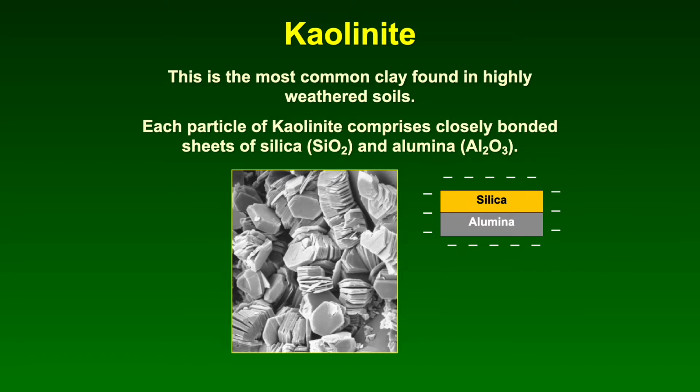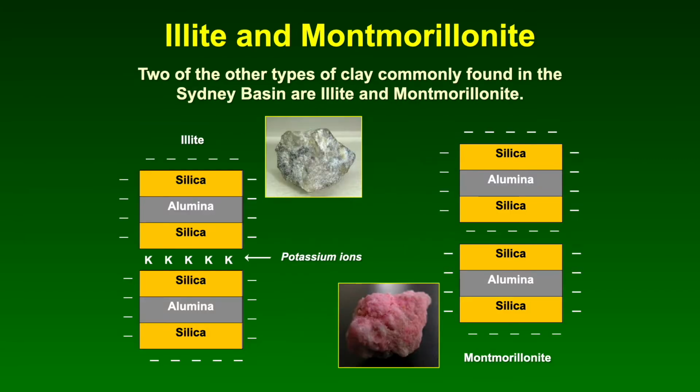This is an electron microscope image of kaolinite. The width of this picture is about 1/4 the width of a human hair. Each particle carries a negative electrical charge. As a result, the colour of illite is a drab white or grey, whilst montmorillonite is reddish brown or pink.